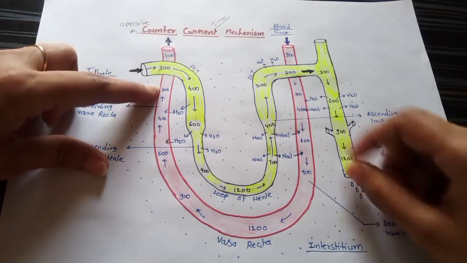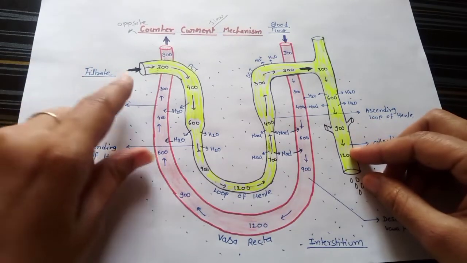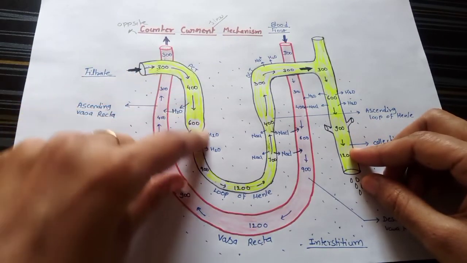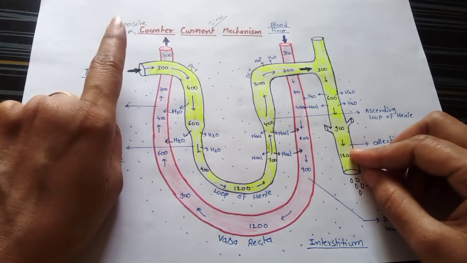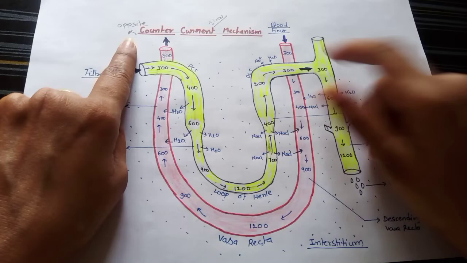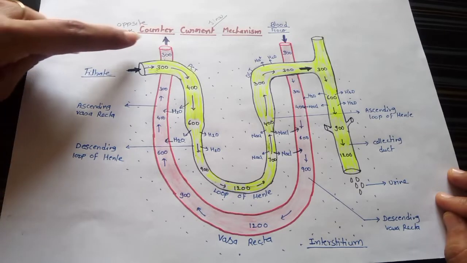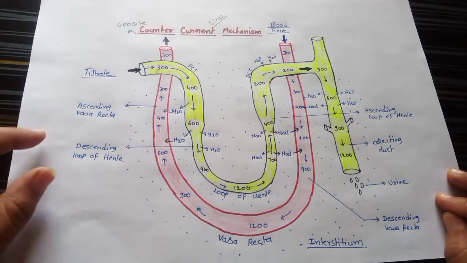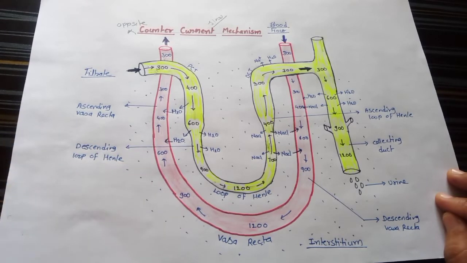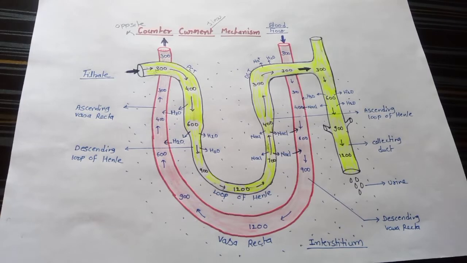In the vasa recta there is a blood flow from here to there, and the filtrate is going to flow from there to here. Counter means opposite and current means flow, so an opposite flow has to be done in the counter current mechanism. It means the blood flows here to there and the filtrate flows in just the opposite direction of the blood.